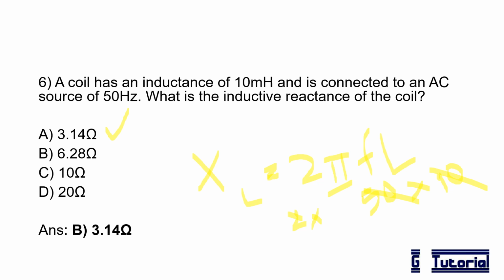I think you got the answer. XL is equal to 2 pi F L, 2 into 3.14 into 50 into L. L is 10 into 10 raised to minus 3. So 50 into 2 is 100, 100 into 10 is 1000. 1000 means 10 raised to 3. 10 raised to 3 into 10 raised to minus 3 is 10 raised to 0, that is 1. So 1 into pi, and pi is 3.14. So 3.14 ohm is the inductive reactance of the coil.